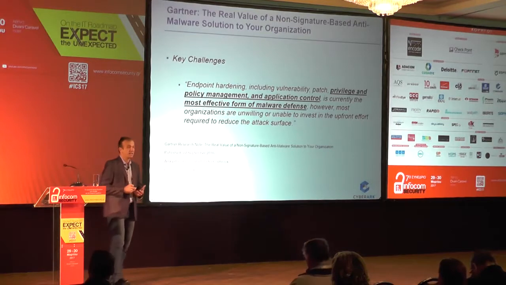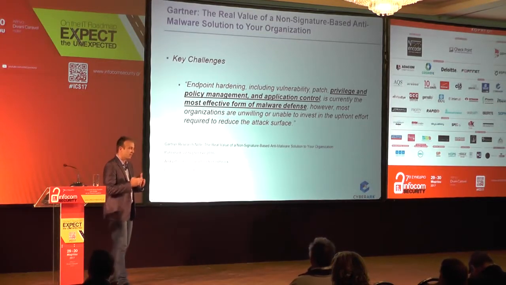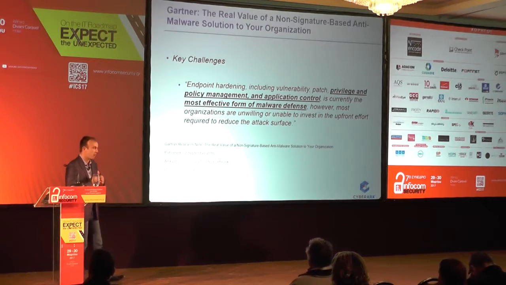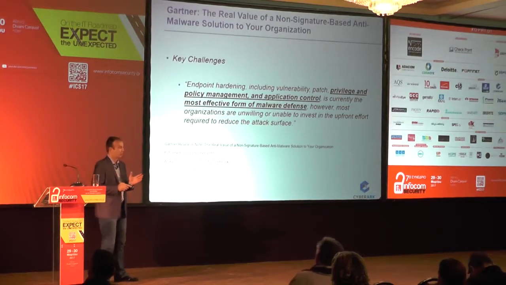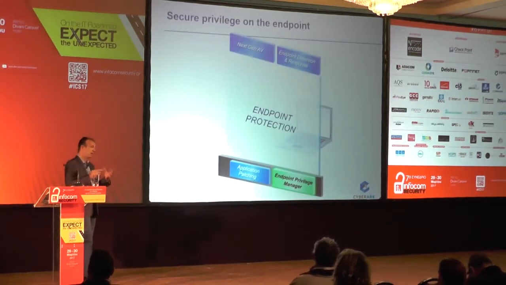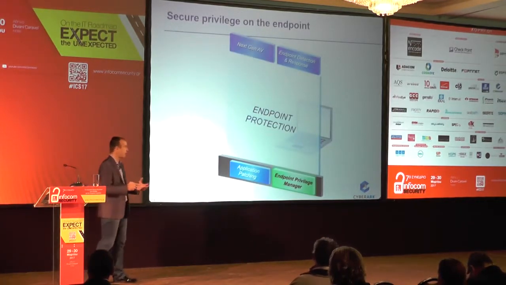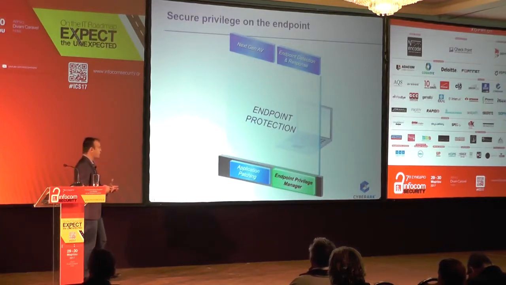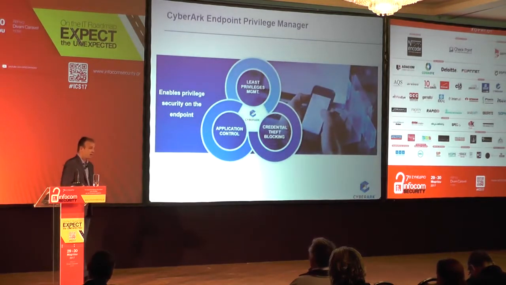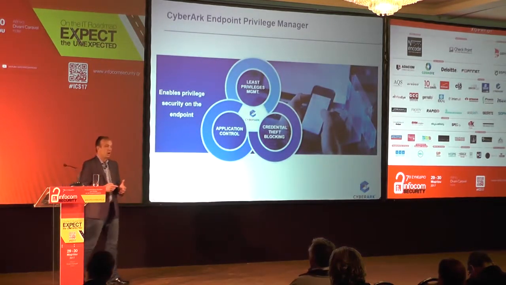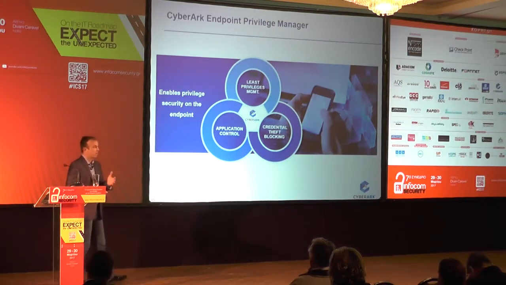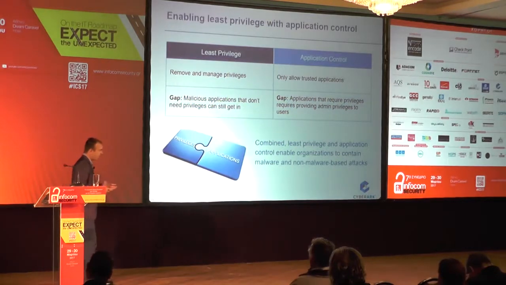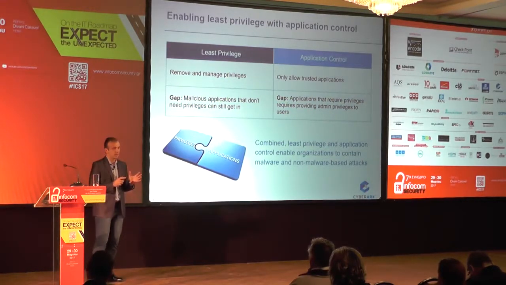Analysts said that the most important things we need to remember are privilege and policy management and application control. What if we start to build our security from application patching and an endpoint privilege manager? In this case, we should think about a solution which combines three things. So why three? Why not one? Because it is very easy. If we have the least privilege principle, it's not enough.